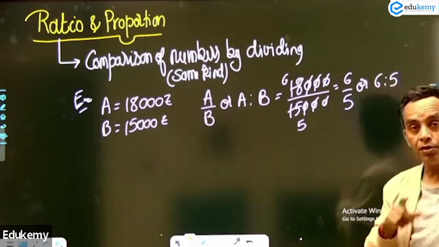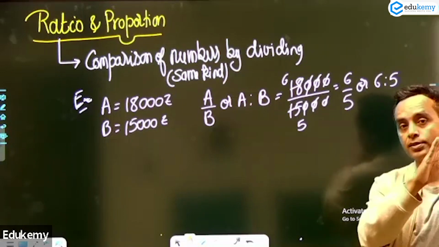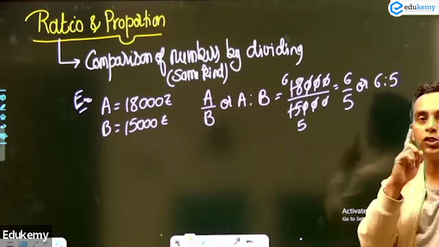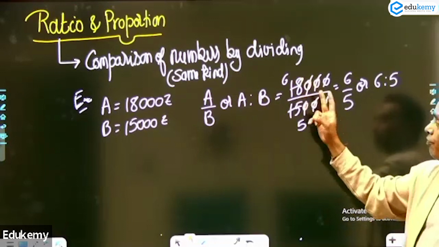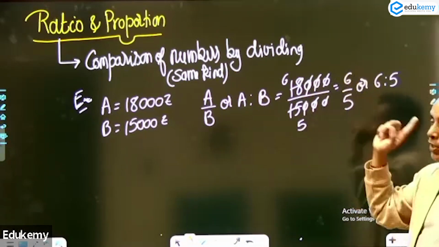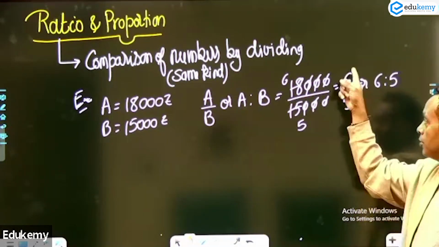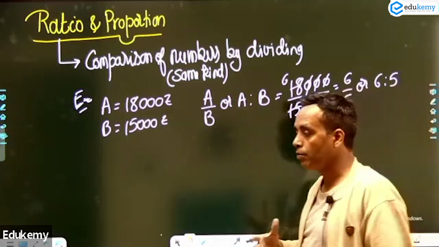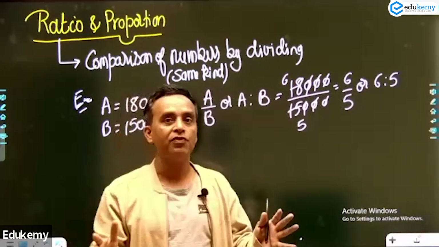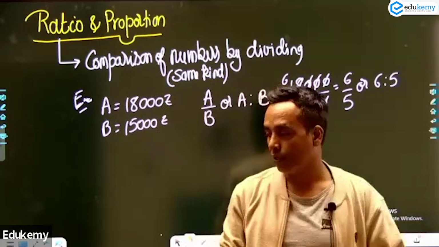Remember one thing: ratio is always in simplified form, or we can say it is the last product. 18 by 15 is not a ratio. 6 by 5 is the ratio. Or generally we say ratio is the co-prime number. Co-prime numbers means numbers which cannot be divided further. It's called the ratio. Ratio is the co-prime number.